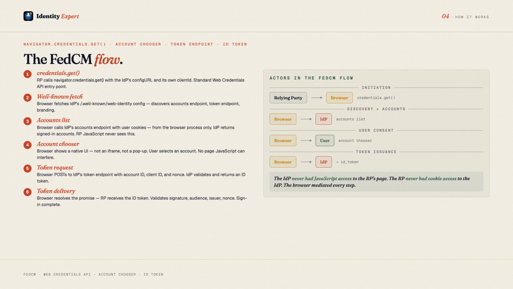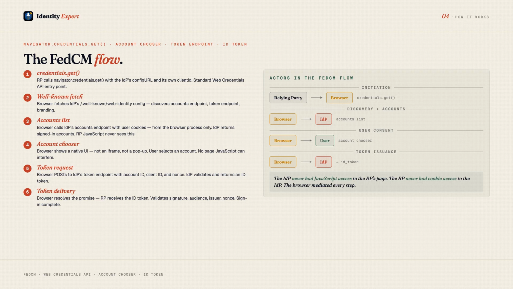Step 2. The browser fetches the identity provider's well-known configuration file. This file lives at a well-known path on the identity provider's domain and declares the provider's accounts endpoint, token endpoint, and branding information like name, logo, and colors. Step 3. The browser calls the identity provider's accounts endpoint with the user's cookies, but only from the browser process, not from the relying party's JavaScript context.